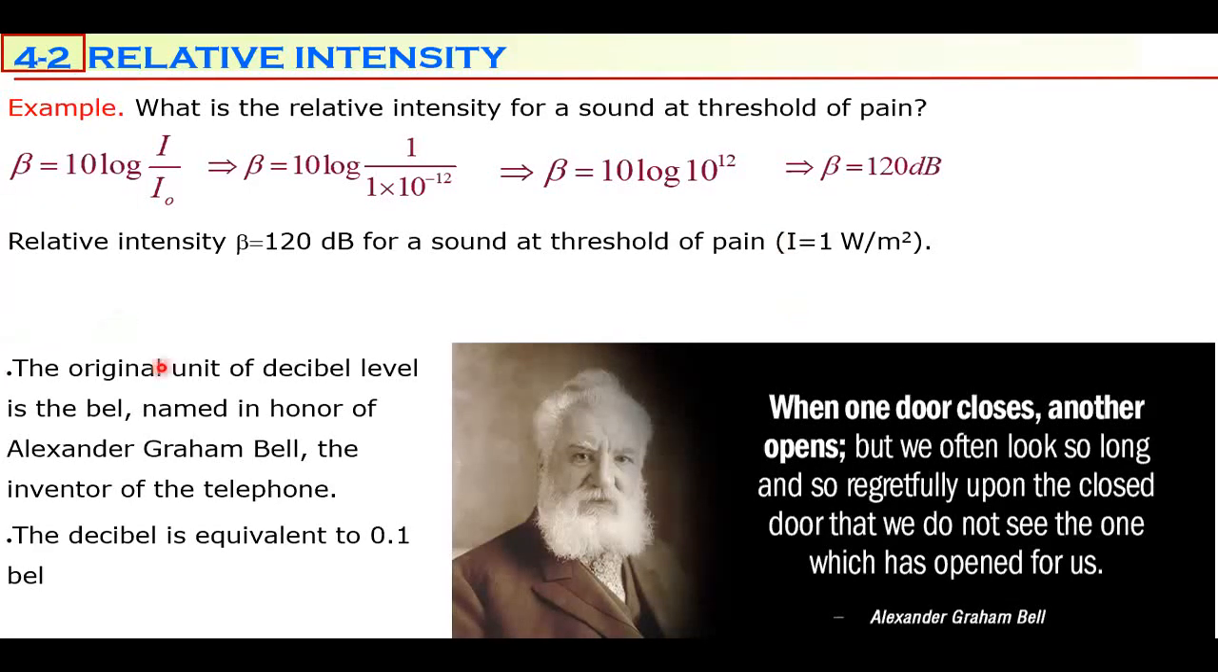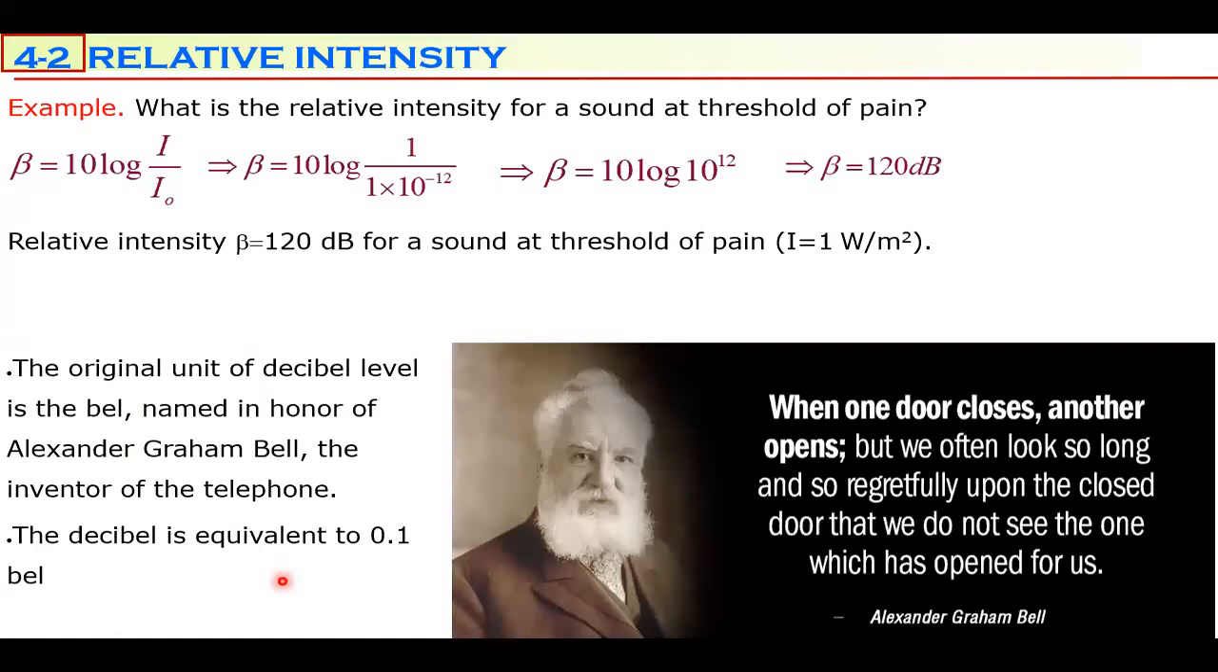The origin of the decibel is the bell. It is now called decibel, but it was initially Bell, named in honor of Alexander Graham Bell, the inventor of the telephone. The decibel is equivalent to 0.1 Bell. Better to know this, maybe they can ask such small simple questions. So 1 decibel is equal to 0.1 Bell. Better to know this too.